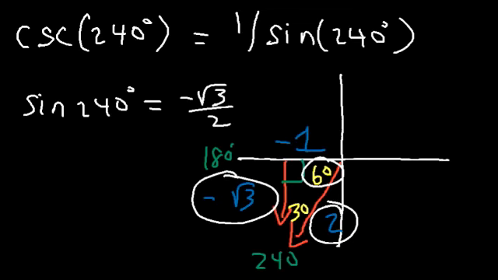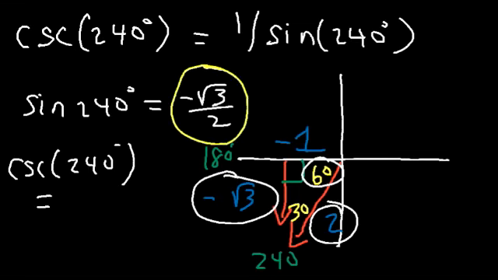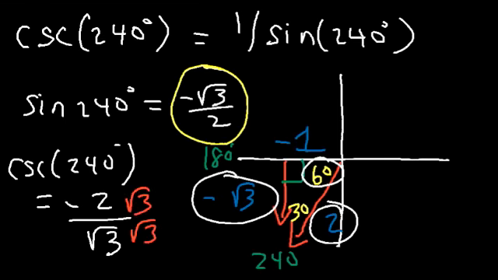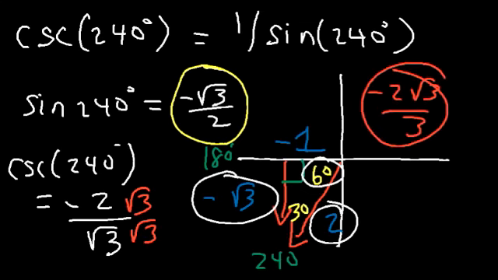So if that's the case for sine 240, then what is cosecant 240 equal to? So it's going to be the reciprocal of this fraction. So we just got to flip that fraction. So it's going to be negative 2 over radical 3. Now, we have a radical on the bottom, so we do need to rationalize it. Let's multiply the top and bottom by root 3. So cosecant 240 is negative 2 root 3 divided by 3. So that's the answer for that.